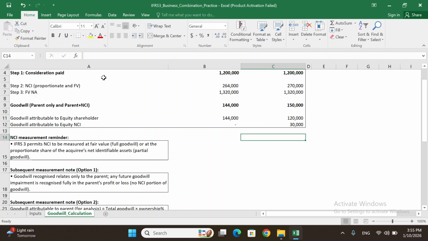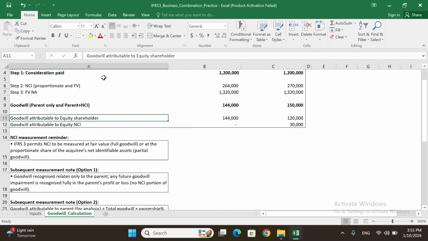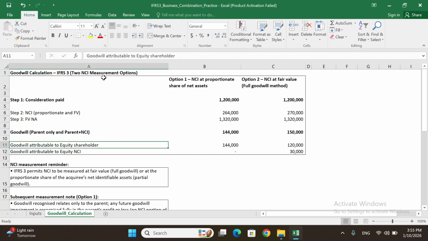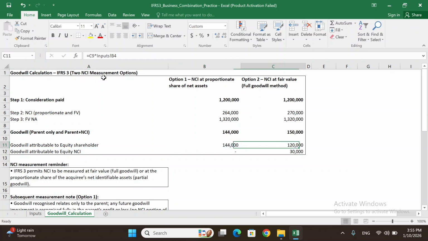And what differs these methods is actually subsequent measurement. In subsequent measurement, when goodwill is impaired, in option one, this impairment is fully attributable to equity shareholder and will be reflected in profit or loss at the full amount. In option two, where part of the goodwill is actually attributable to NCI, when the goodwill is impaired, equity shareholder portion will be in P&L and other portion will be in NCI.